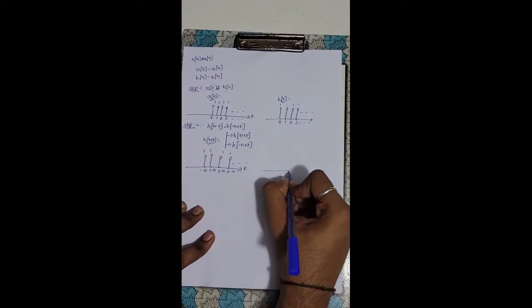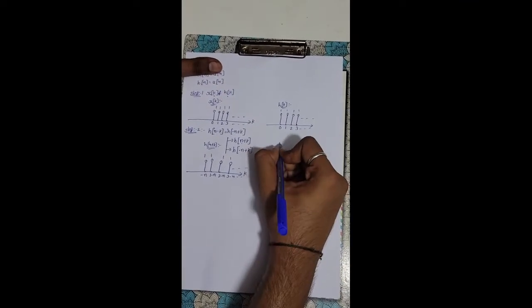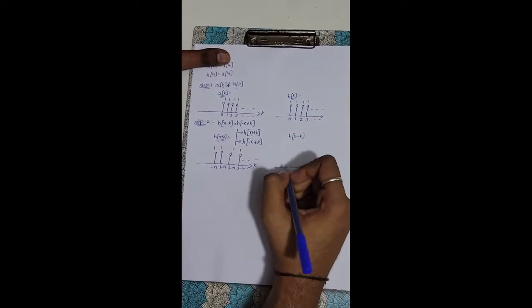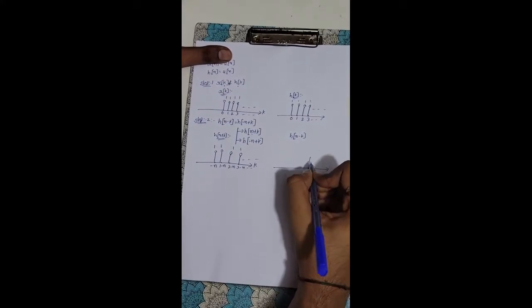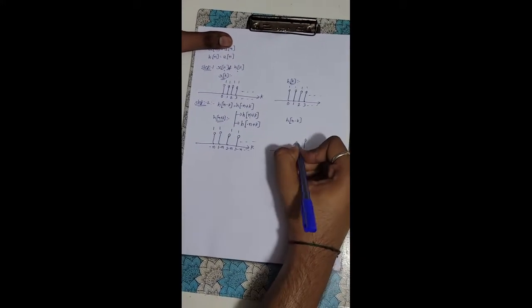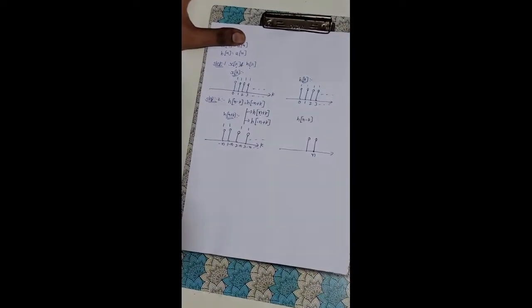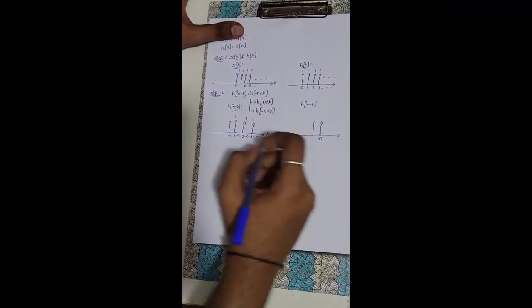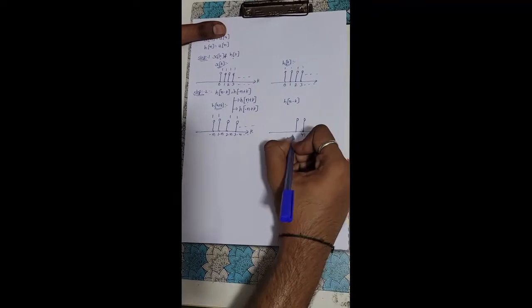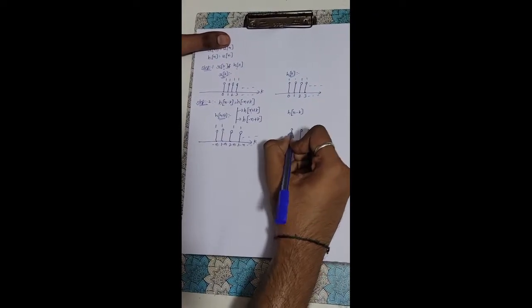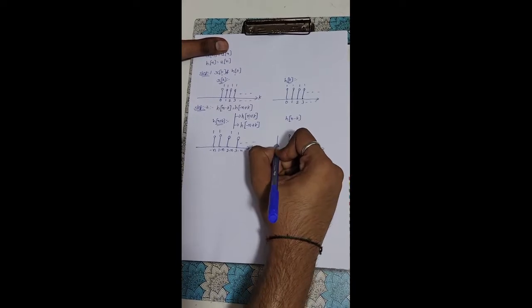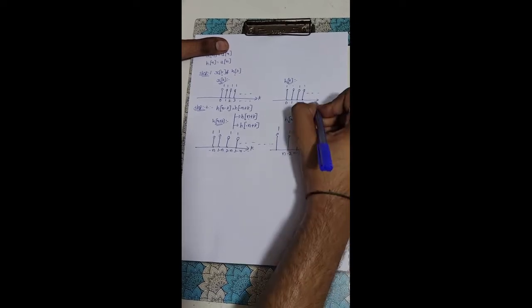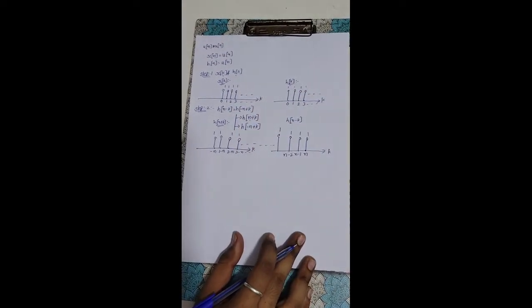Now we will apply the time reversal operation to this h of n plus k, which is equal to h of n minus k. For the time reversal operation, we reverse all the values about the origin, so minus n will become n, 1 minus n will become n minus 1, and n minus 2 will become 2 minus n. This is step 2.